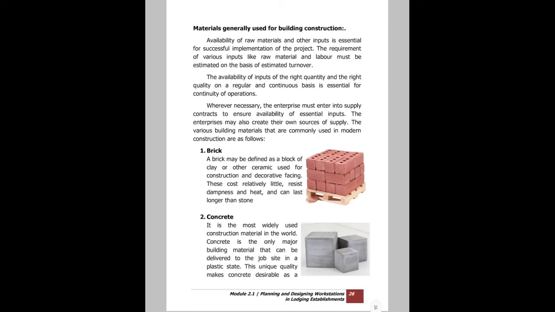Okay, so next one is we have the materials generally used for building construction. So, ito naman na yung ilan sa mga popular and common materials na ginagamit natin para makapagtayo ng isang building. So, availability of raw materials and other inputs is essential for the successful implementation of the project. Ibig sabihin, hindi naman tayo magtatayo ng isang building kung kulang tayo sa mga raw materials. So, sabi nga dito, the availability of inputs of the right quantity on a regular and continuous basis is essential for the continuity of operations.